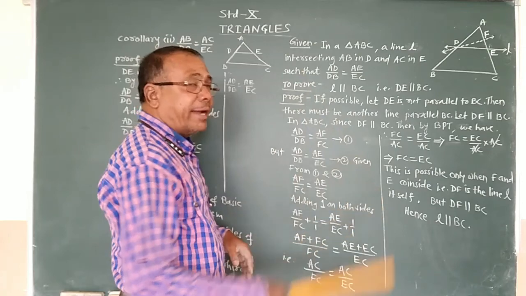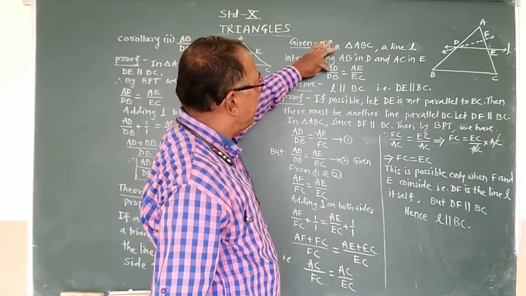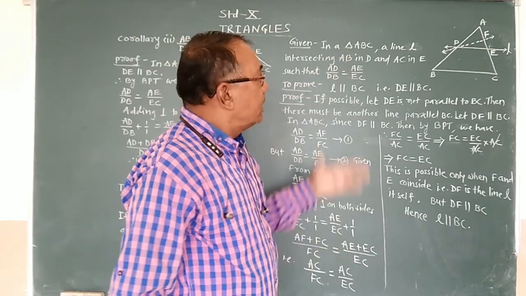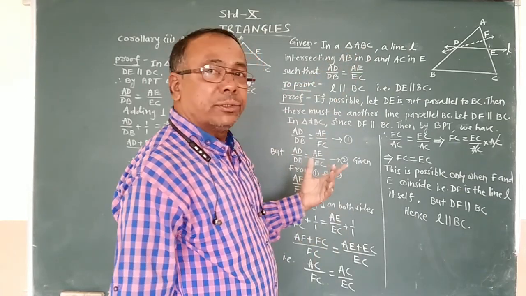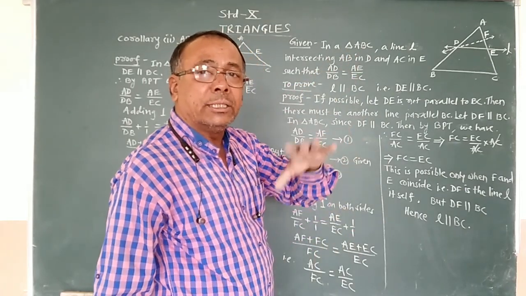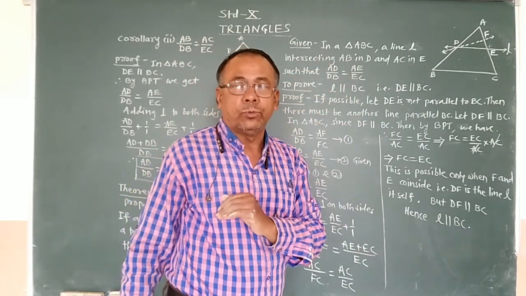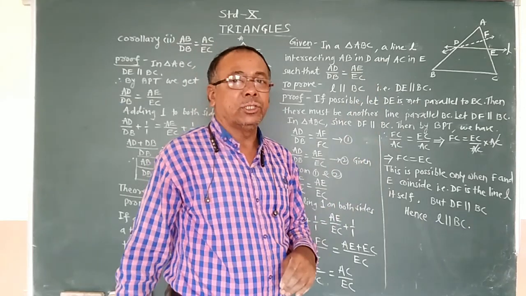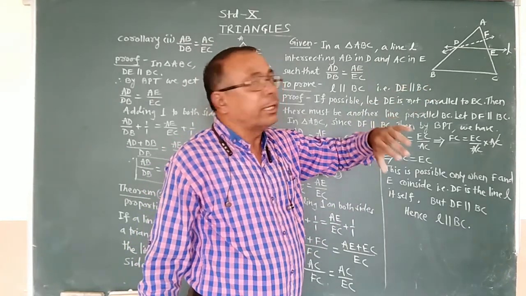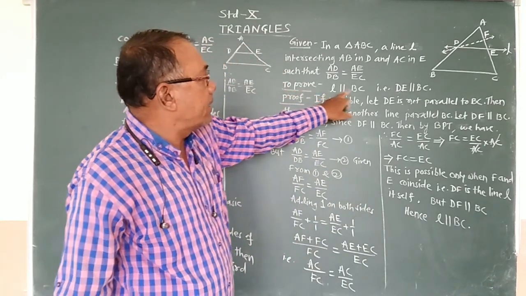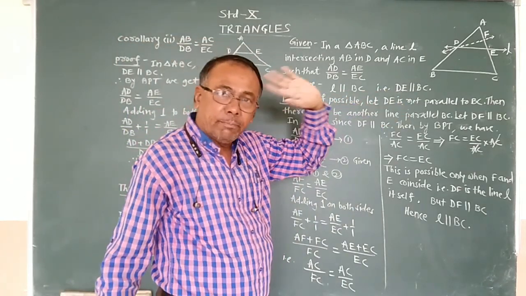So in such a way that AD upon DB is equal to AE upon EC. Means the line here is dividing the two sides in the same ratio, and therefore now we have to prove that the line here is parallel to BC, or DE is parallel to BC. So to prove DE parallel to BC.